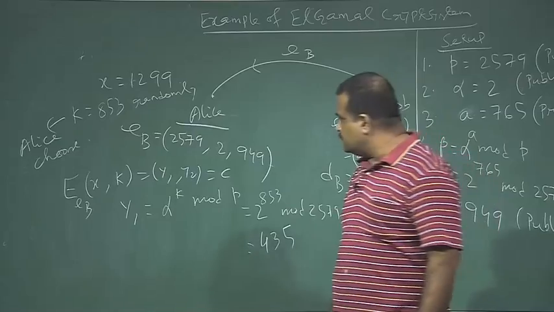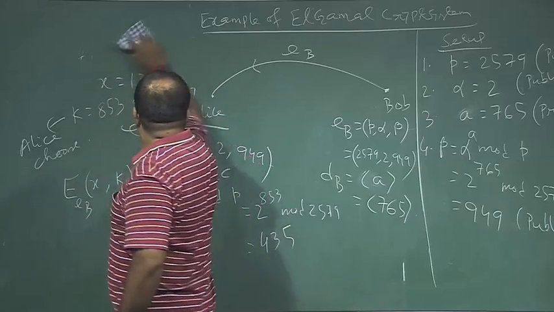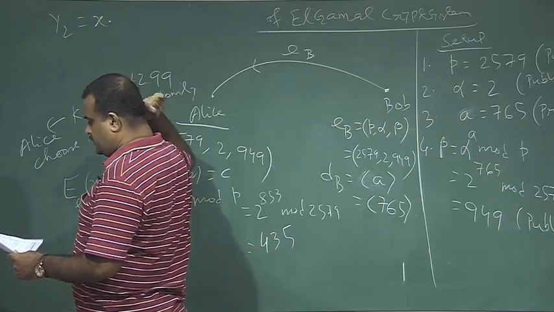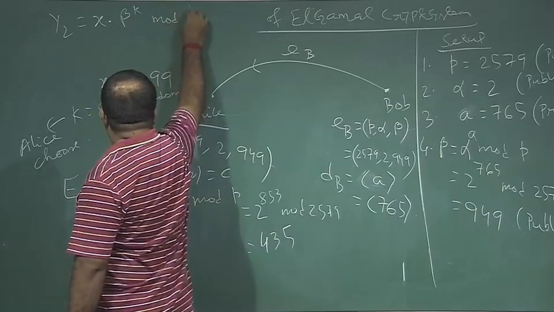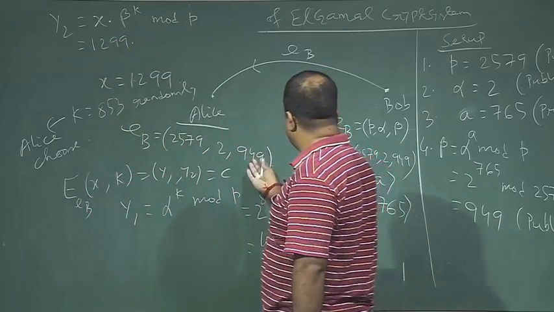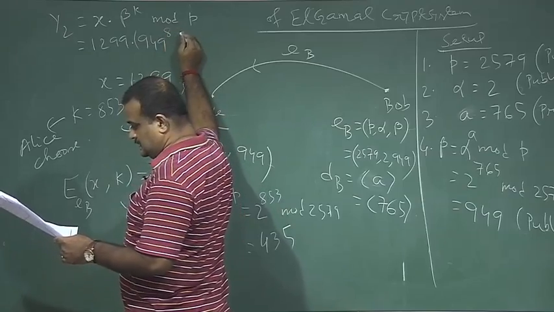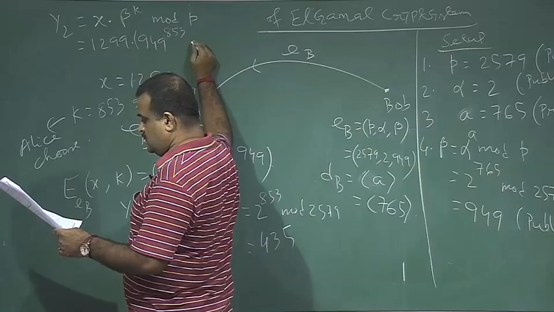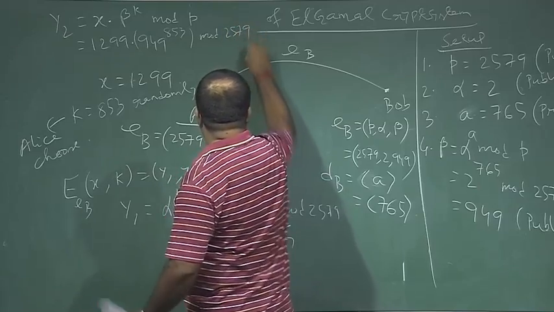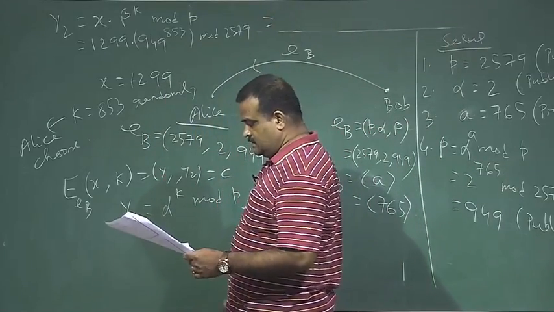So, now the question is how to get y2. y2 is similarly masking x with beta to the power k mod p. So, x is basically 1299 into beta. Beta is basically this value 949 to the power k. k is the Alice randomly chosen value, mod p. P is basically 2579. So, if we calculate this, we will be getting the value y2 as 2396.